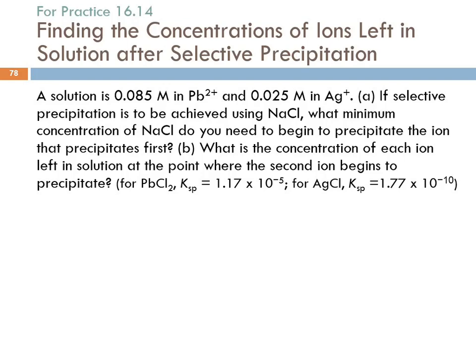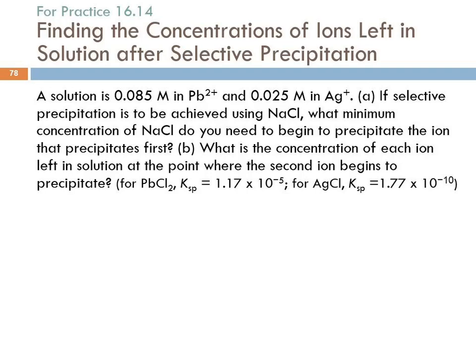Okay. We can also figure out the concentrations of ions that are left in solution after selective precipitation. So a solution is 0.085 molar in lead 2 ion, 0.025 molar in silver ion. There's two questions here. A, if selective precipitation is to be achieved using sodium chloride, what minimum concentration of sodium chloride do you need to begin to precipitate the ion that precipitates first?